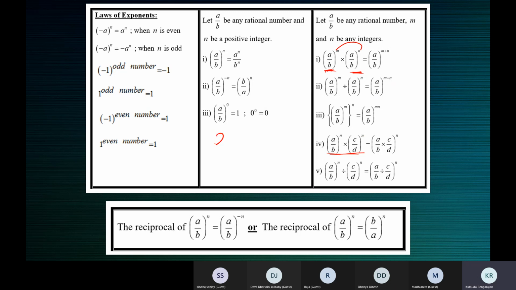Like you have 2 by 3 to the power 3 into, say, 4 by 5 to the power 3. The bases are different, 2 by 3 and 4 by 5, but they're raised to the same power 3. So you can write this as 2 by 3 into 4 by 5, the whole power 3.